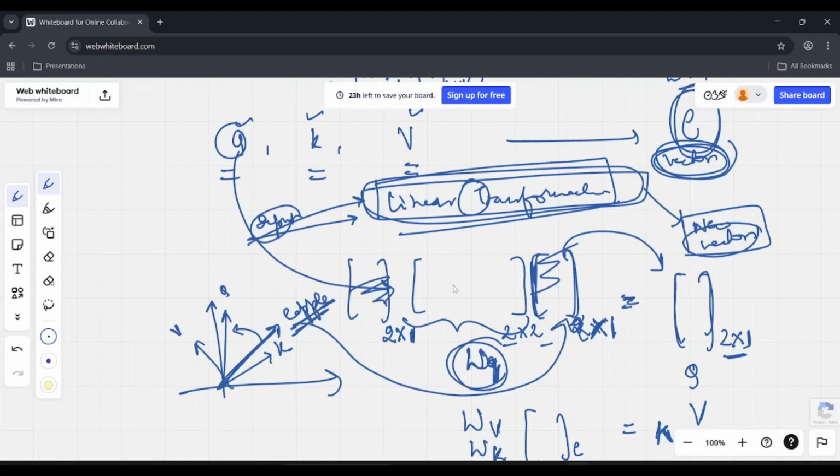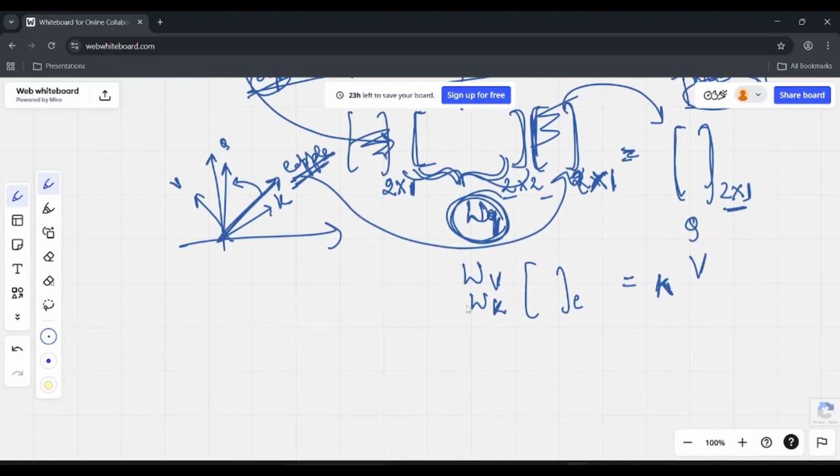Okay, and how are you doing it? How do you apply linear transformation on vectors? You multiply the vectors with a matrix. That matrix carries the transformation logic. Okay, and how do we find this matrix? Now this is the question: how do we find these matrices? Matrices are nothing but numbers. How do we find these numbers? These numbers are nothing but weights, and we can learn them through the data that we have.